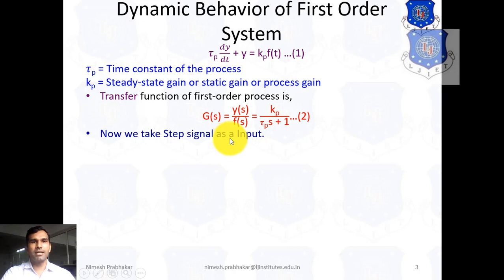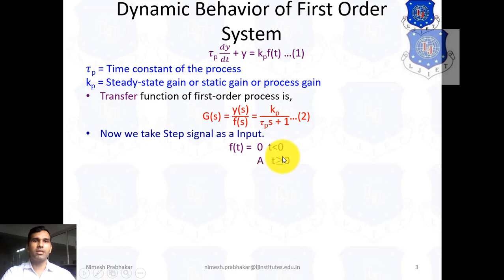So, we know the characteristic of the step input. Now f of t is the step signal we consider, and for the step signal we know the condition: the value is 0 when t is less than 0, and a value A when t is greater than 0. So, this represents the step input signal, where A represents the amplitude of that signal.